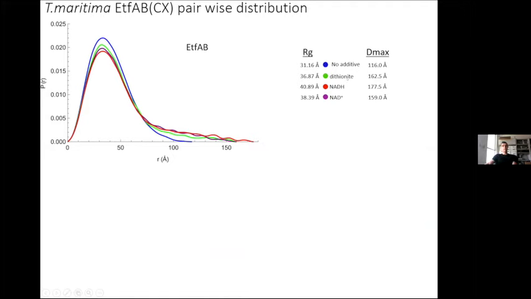No additive, having dithionite, NADH. And in this case, I did NAD plus just to see if the NAD, like having the NAD in there, binding it, was doing something, or if you needed NADH to actually reduce the protein, and that was what's doing it. So this is actually a little different from the data I got before in the SAXS case with the other species.